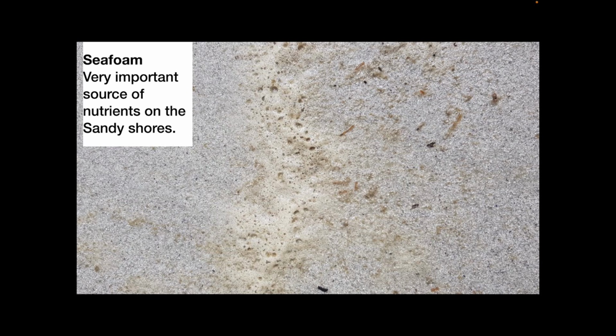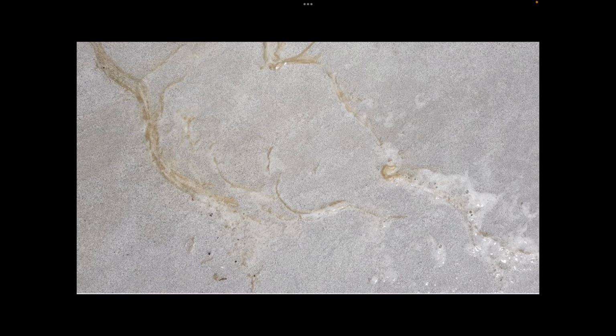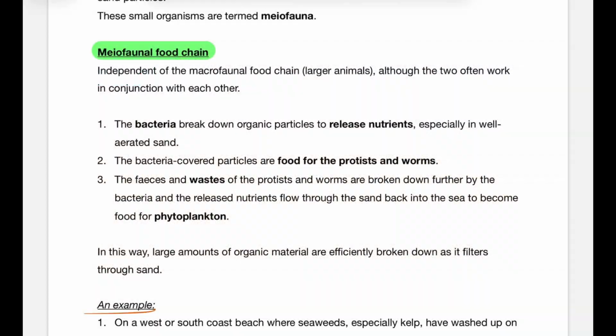Okay, right, and then part of your meiofaunal food chain and your nutrients is sea foam. So sea foam is a very important source of nutrients on sandy shores, and most of it comes from kelp that has washed up. So here you can see some slimy sea foam, and you can imagine how much nutrients that would put into the sand, to all the animals that are living in the sand food chain. And just have a look at this step by step.